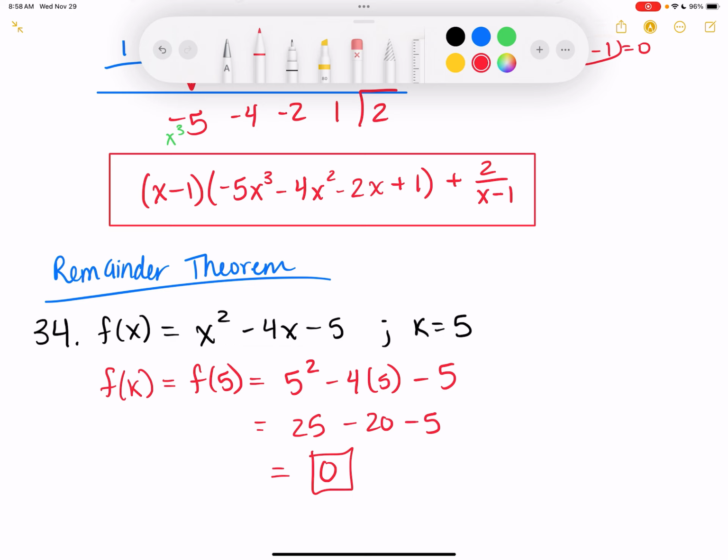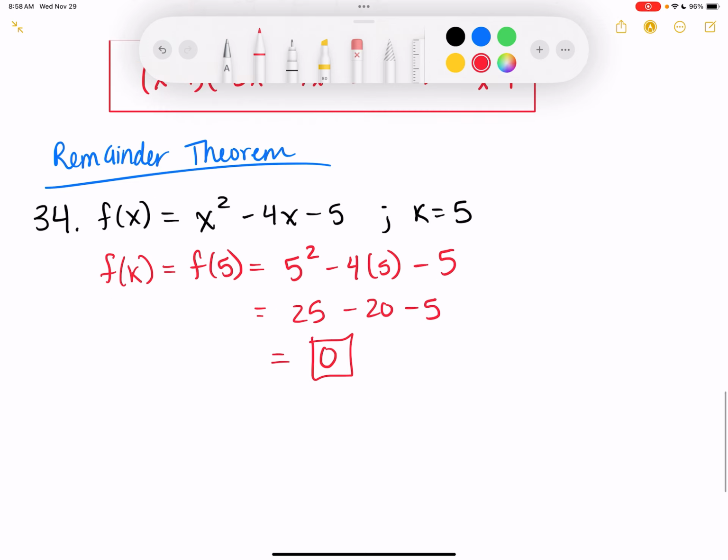So that means that basically x minus 5 would have been a perfect factor of that, which you probably can factor on your own without needing to know that, but that would show that.